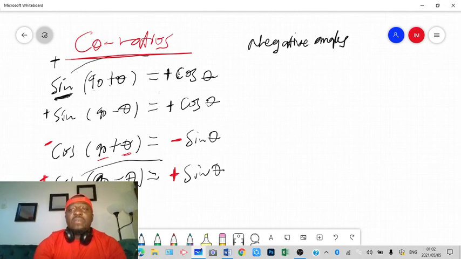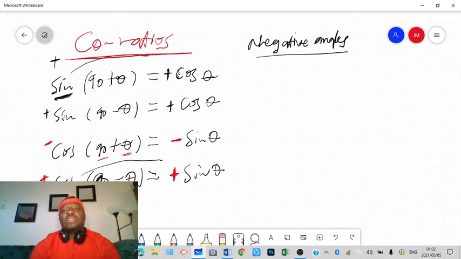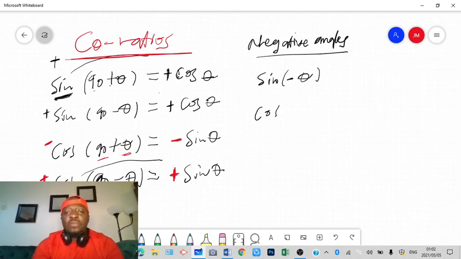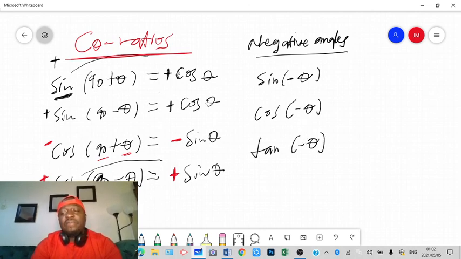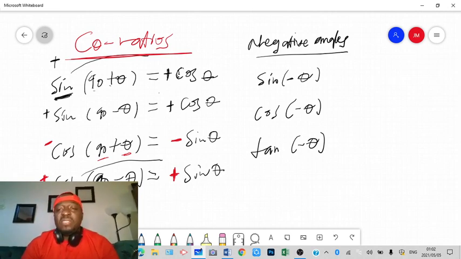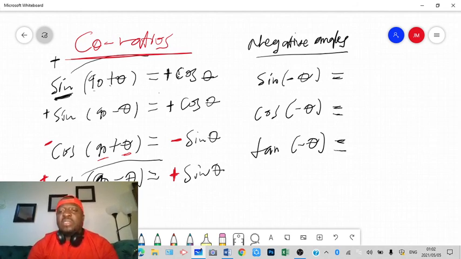Simplification. So negative angles. Negative angles with the what? With the trigonometric ratios. So your sine of a negative theta, your cos of a negative theta, and then your tan of a negative theta. How do these simplify? Remember, we're still using the what? The signs in the what? In the fourth quadrant. Go to the fourth quadrant.